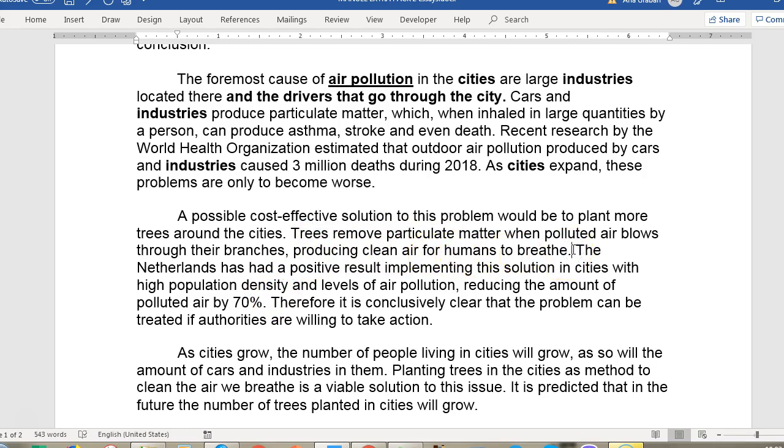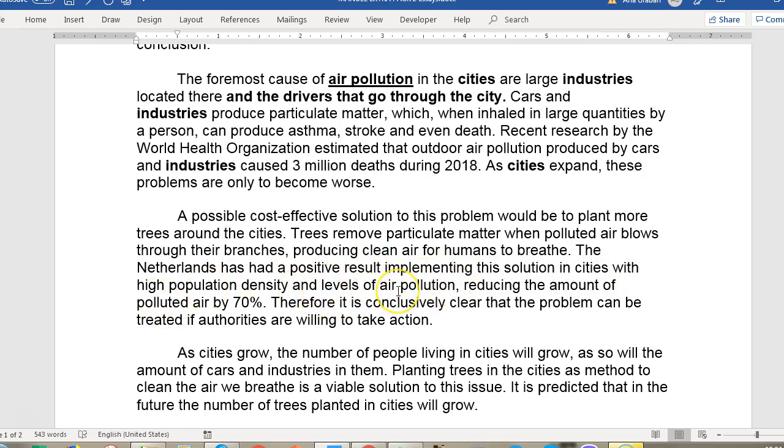Okay, if you say so. The Netherlands, I would introduce this by a linking expression introducing examples. For example, right? So, you can say this measure has been proven to work in the Netherlands, which has had a positive result implementing this solution in cities with high population density and levels of air pollution.